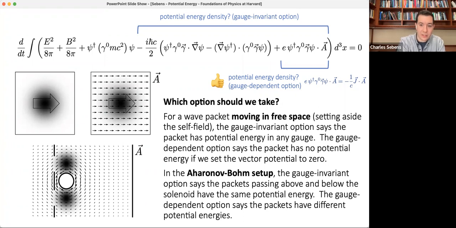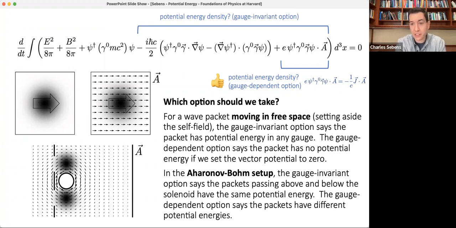Here are a couple cases to help illustrate the difference between these options. So first, for a wave packet moving in free space, ignoring any self field of the electron, but just thinking of the electron moving in an external field, we can adopt different choices of gauge. So maybe we adopt a choice of gauge where A is 0 everywhere, or maybe we adopt a choice of gauge where the vector potential A is pointing to the right everywhere and it's constant. Those are going to yield the same electric and magnetic fields. If we take the gauge invariant option for the potential energy density, then the wave packet has potential energy in either gauge, which is kind of weird.